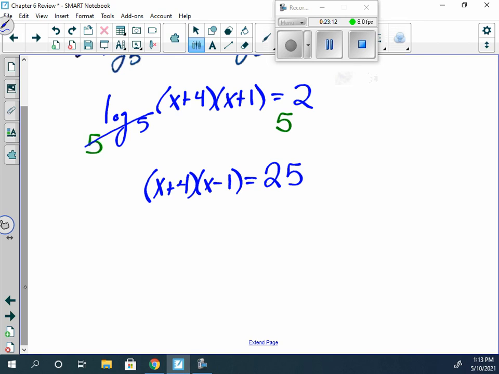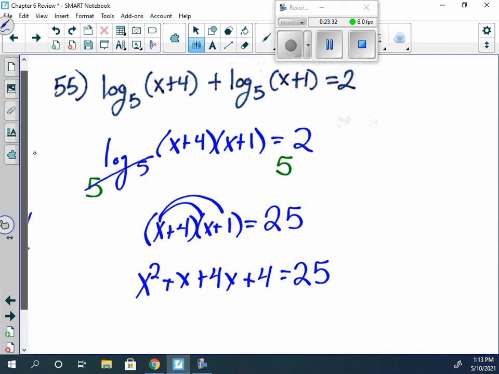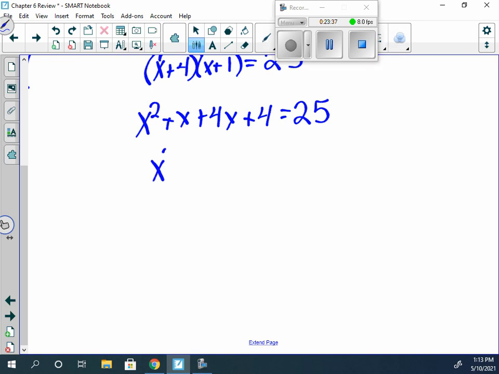We'll need to factor this. So we'll multiply through: x times x would be x squared, minus x, not minus x, plus 4x plus 4 is equal to 25, because they're both positive. Now we can combine like terms. And we get this here.